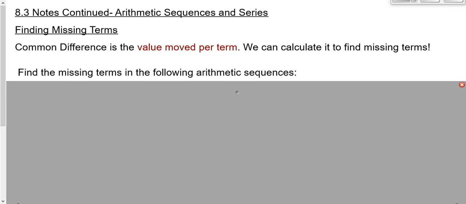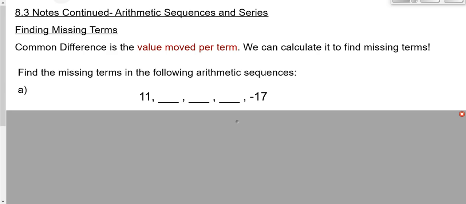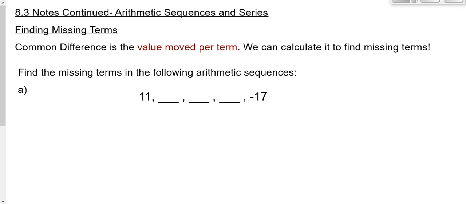So these are the directions we're going to be following, and we're going to start with example A. We're going to take a look at this arithmetic sequence here in example A, and we're going to go ahead and calculate all of the terms in the middle of this sequence. So we have 11, and then a term, and another term, and then we end with the number -17. And I'd like to figure out what those three missing terms are from the center. So let's go ahead and take a look at how we can calculate that common difference. So remember, the common difference is the value moved per term. So all I have to figure out is the total value that we moved and then how many terms it took me to get there.